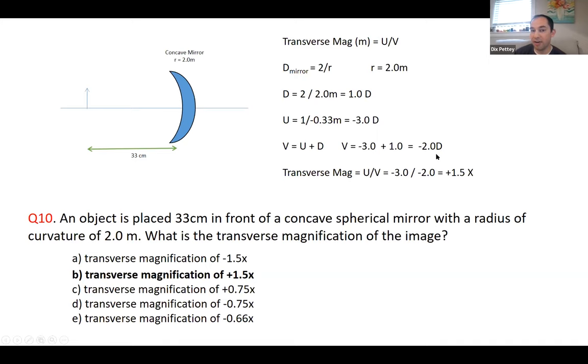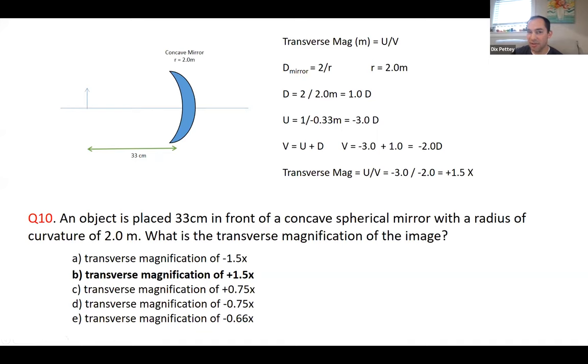So both our V and our U are negative. Our transverse magnification equation is transverse mag equals U over V. And so you would plug the minus 3 over the minus 2 to get a plus 1.5x. So in this case, it's all just based on that V equals U plus D equation. If the signs get mixed up, it'd be super easy to get thrown off on if it's a plus or a minus. But since U is a negative 3, and V is a negative 2 from our equation, the negatives cancel each other out, you end up with a plus 1.5x.